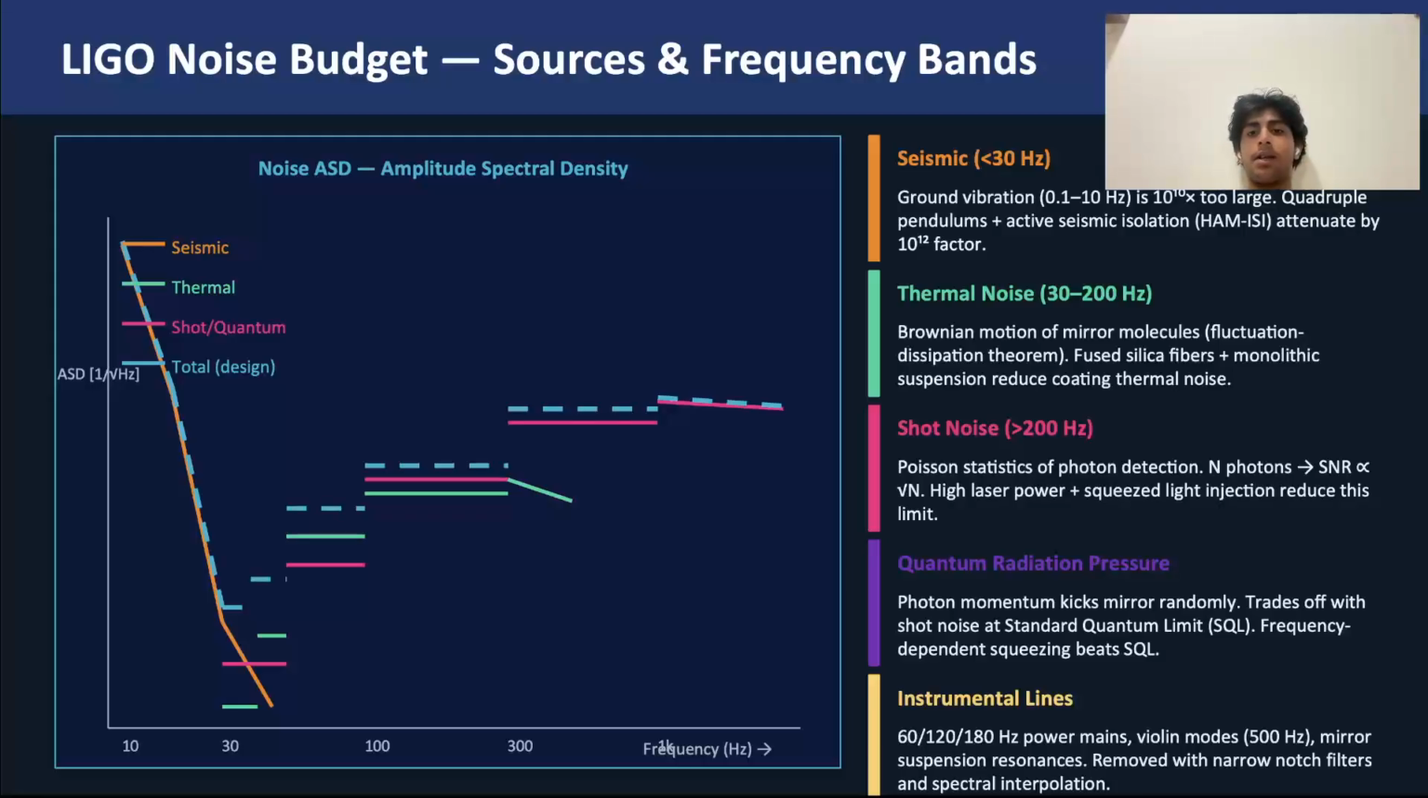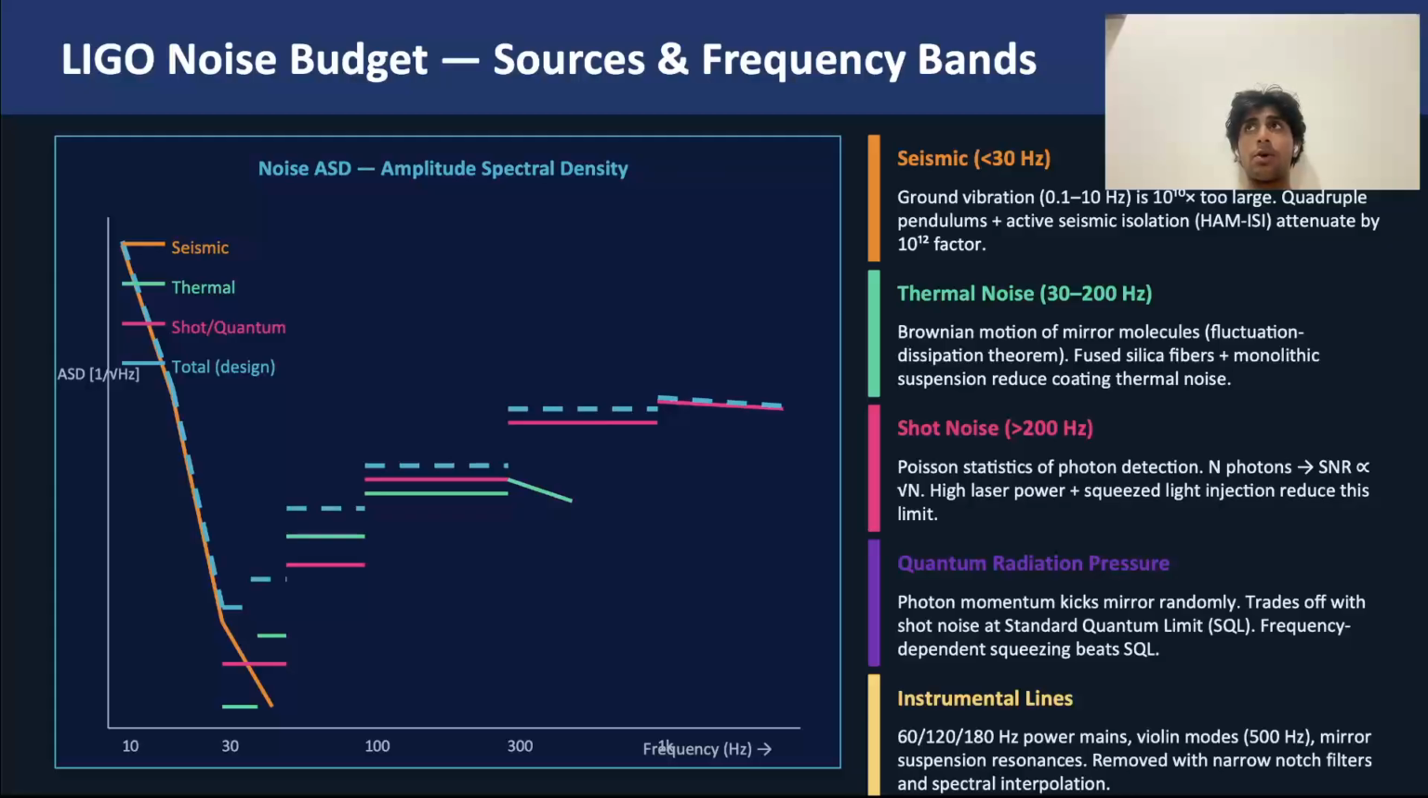Now comes the second band, 30 to 200 Hz, which is thermal noise. The fluctuation dissipation theorem states that any material with mechanical noise exhibits random thermal fluctuations. Brownian movement. Mirror coating, suspension fibers, test masses all jitter. You cannot eliminate it at room temperature, which is exactly why we need next generation detectors which will cryogenically cool their mirrors to 10 to 20 Kelvin.